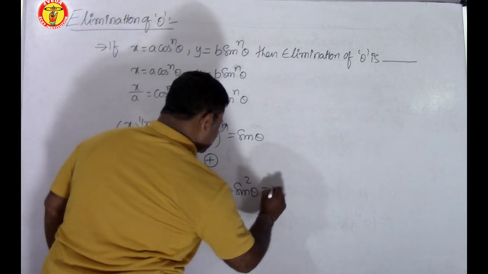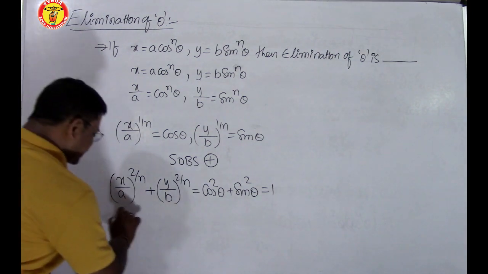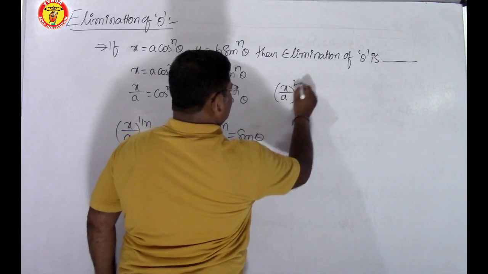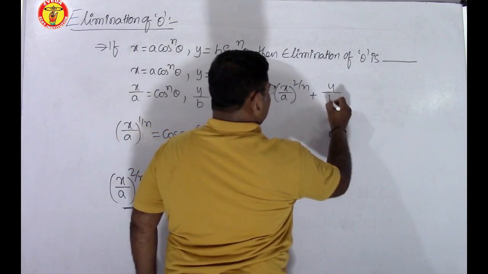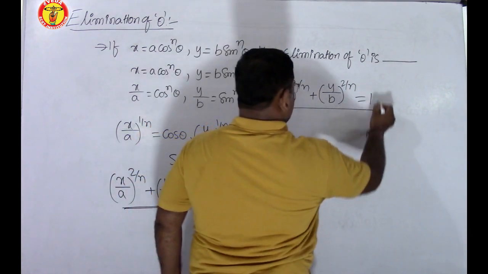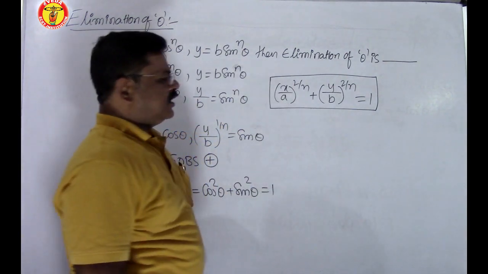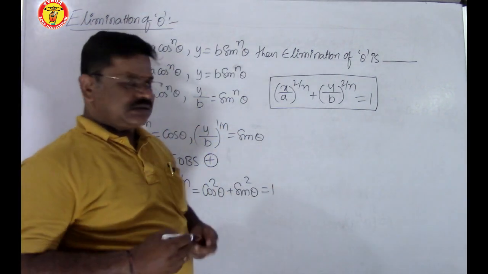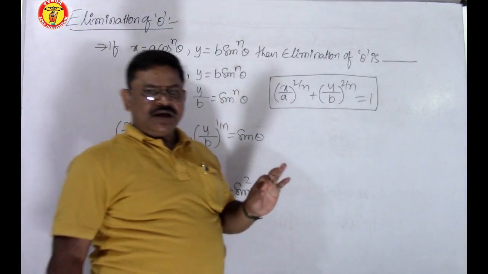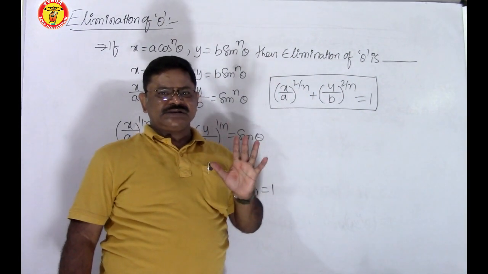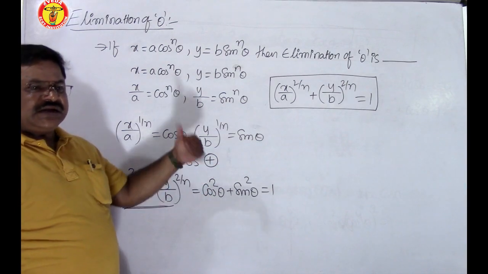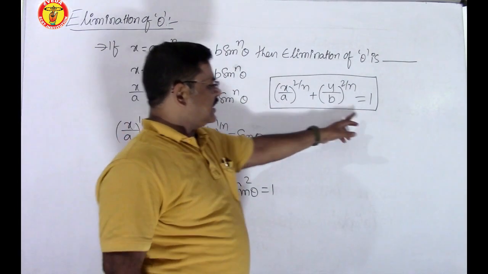Now what is sin square theta plus cos square theta? 1. So x by a whole power 2 by n plus y by b whole power 2 by n. What is the answer we are showing now? 1. Now in this answer, is there any theta term? No. That's why we are calling this the elimination of theta procedure. Always remember, whenever sine and cos functions are given, we have to square them and add them. By that, theta will get eliminated. You will get the answer like this.